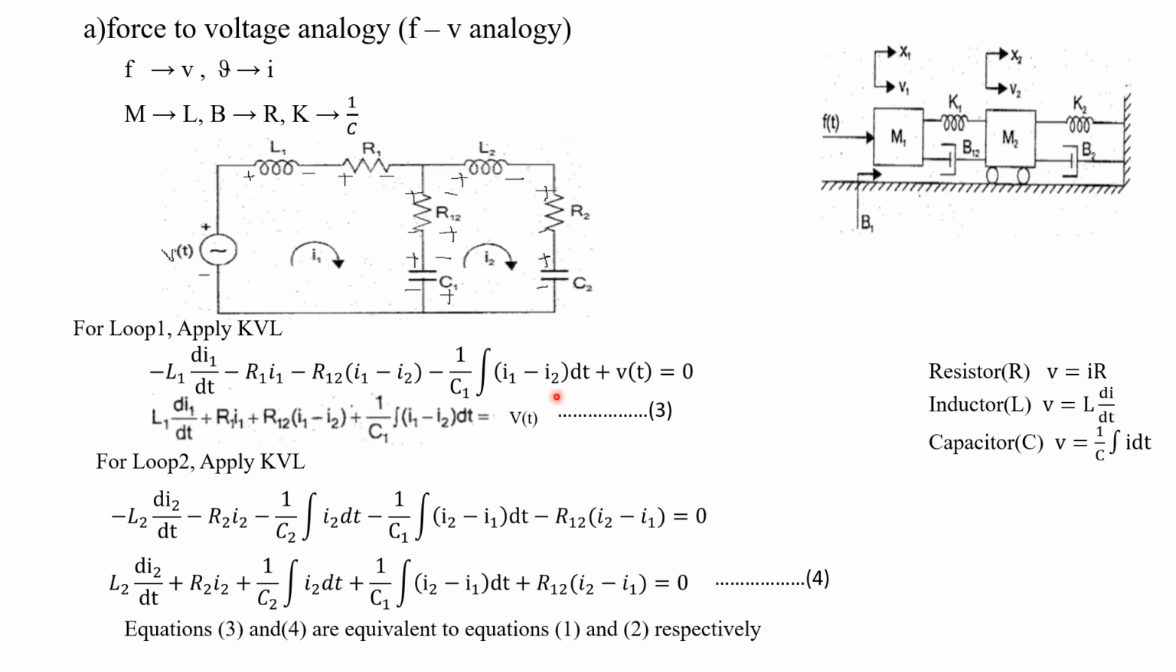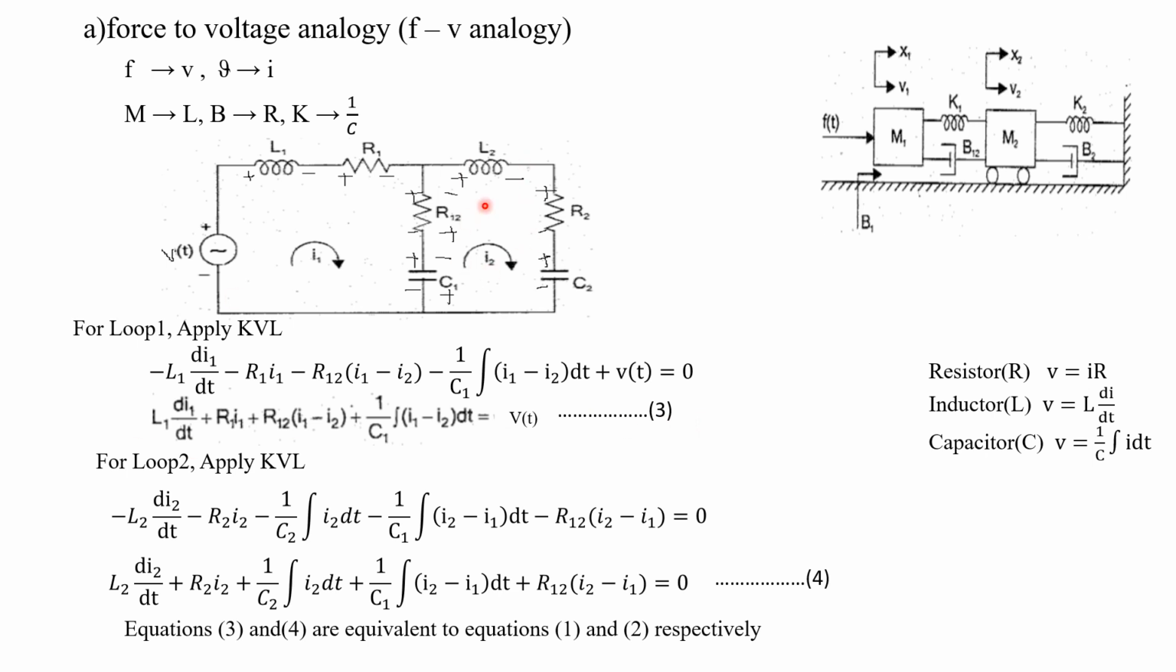Okay, so now here all are voltage drops except this V of t. So we have to bring this V of t to the right side and multiply throughout by the minus sign. Okay, and we get the expression like this. So this is represented by equation number 3. Already we had two equations, equation 1 and 2, in the mechanical translational system. Now in the electrical analogy, this is the first equation, that is equation 3.